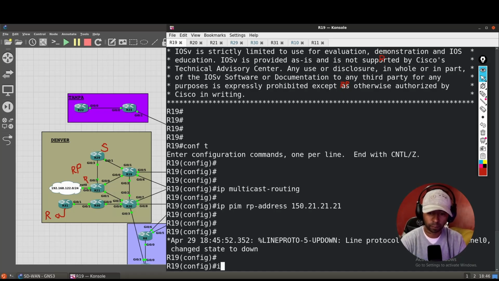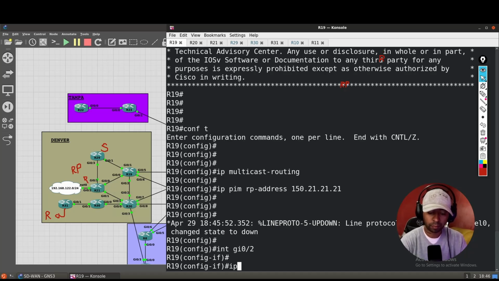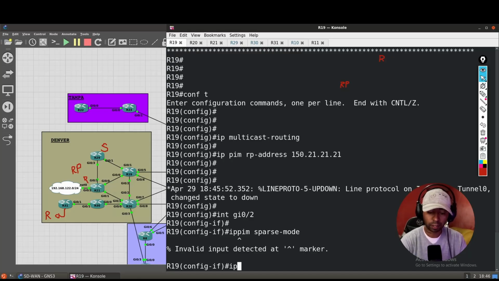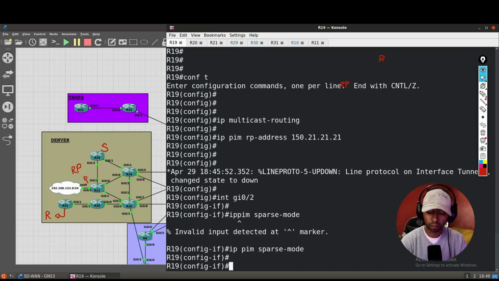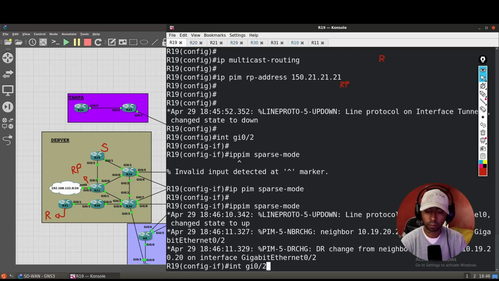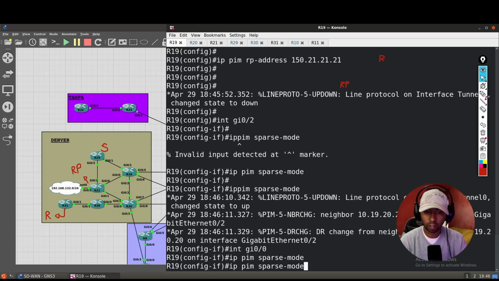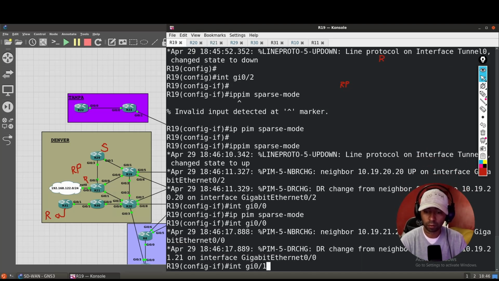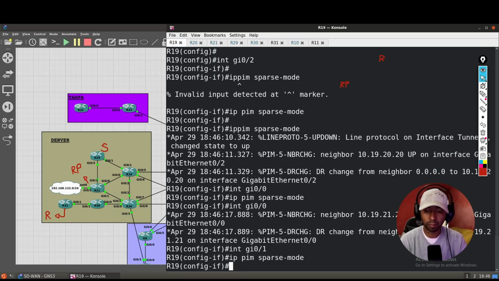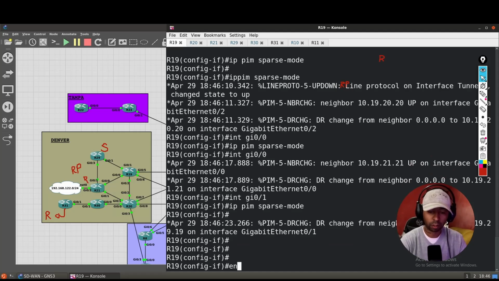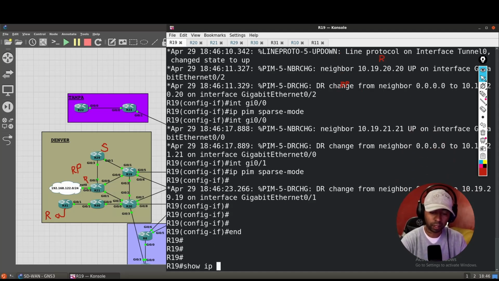Interface gigabit 02, IP pim sparse mode, IP pim sparse mode, gigabit 00 and 01, IP pim sparse mode. Really good. So show IP route.